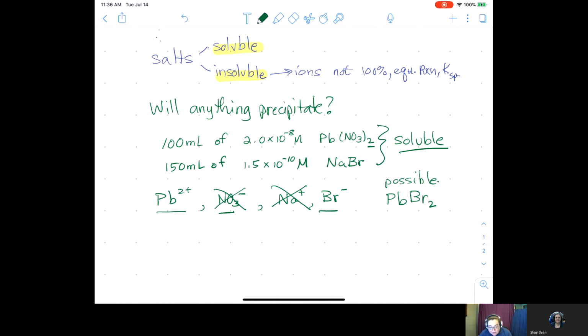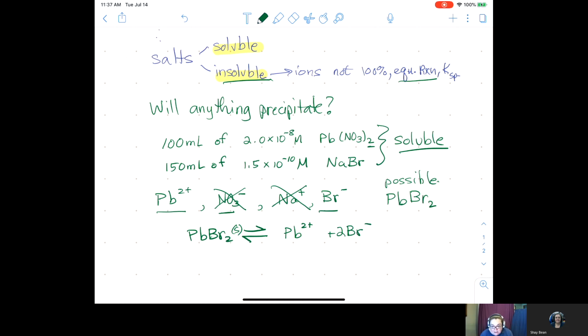So in order to calculate will anything precipitate, this is back like our equilibrium chapter, our module on equilibrium, when we first started looking at it. What's the value of Q? And based on that Q, which direction does it shift? Because again, I have an insoluble equilibrium reaction. PbBr2 solid is in equilibrium with Pb2 plus and 2 Br minus.